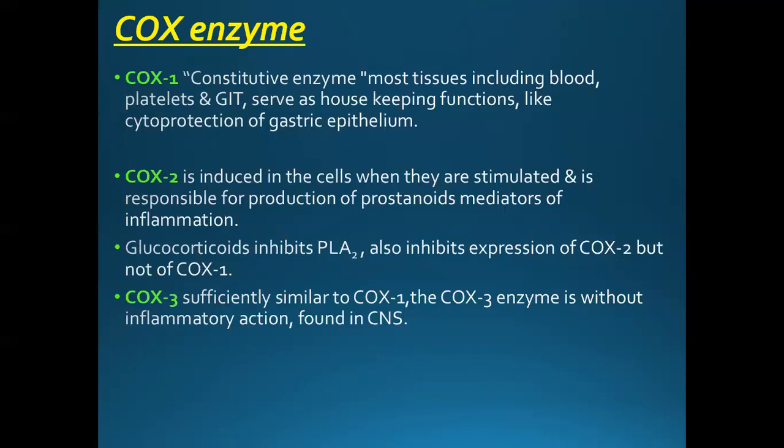Glucocorticoids inhibit phospholipase A2. So definitely, when phospholipase A2 is inhibited, it will also inhibit expression of COX-2, but not of COX-1. So here you can see that glucocorticoids are inhibiting COX-2, not COX-1.